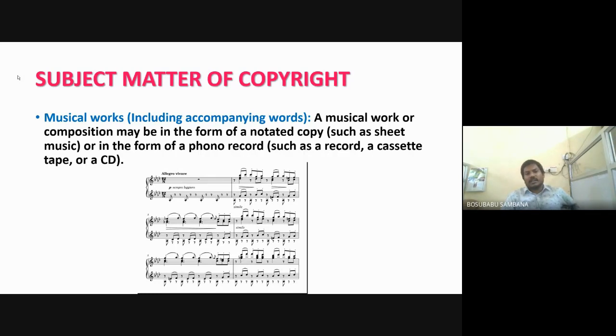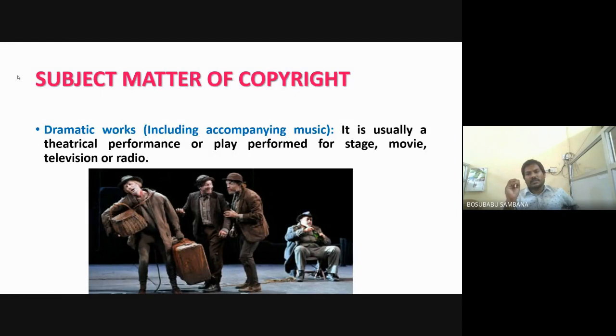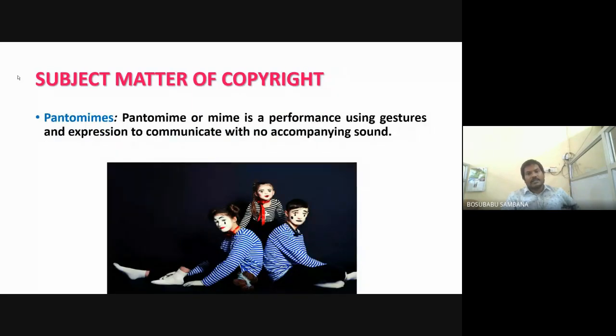Next, dramatic works, including accompanying music, with music and without music. It is usually a theatrical performance. Dramas are plays performed for stage, movie, television, or radio. You know that the show completely comes under the Copyright Act and subject matters of copyright.